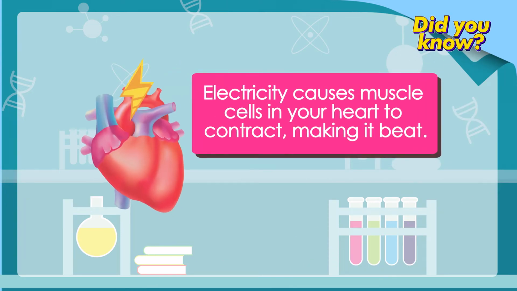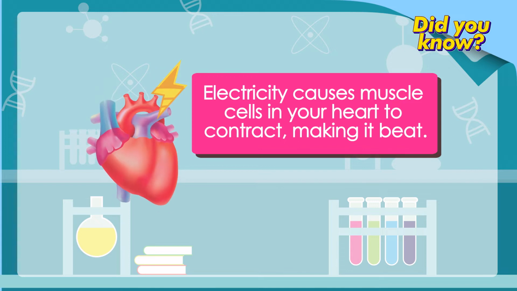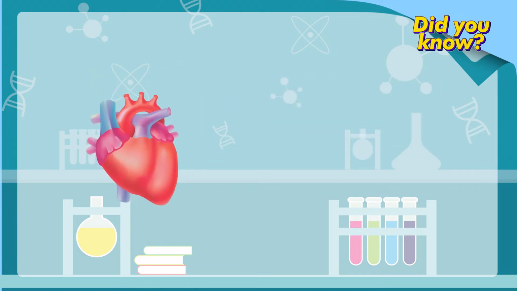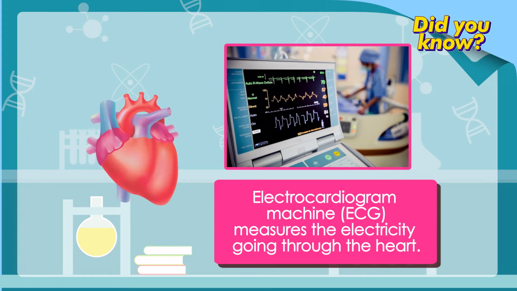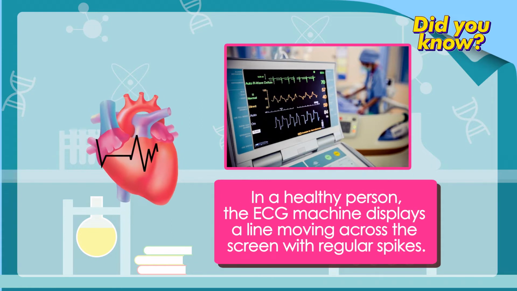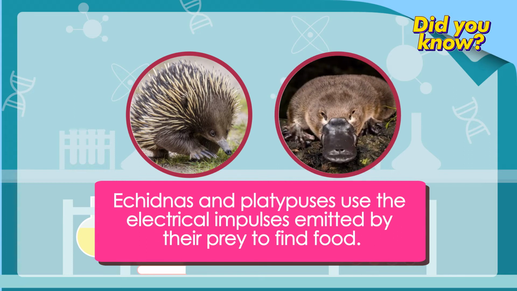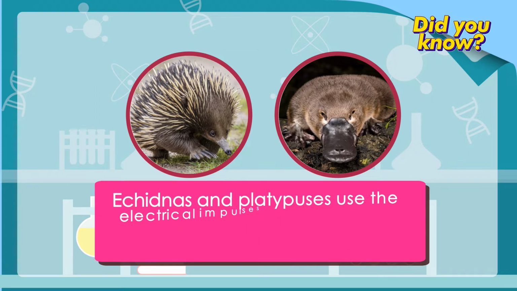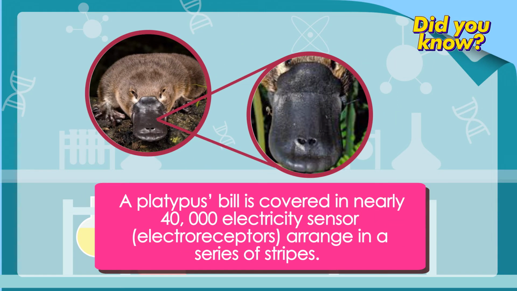Electricity causes muscle cells in your heart to contract, essentially making it beat. Electrocardiogram (ECG) machines measure the electricity going through the heart. As the heart beats in a healthy person, the ECG machine displays a line moving across the screen with regular spikes. Echidnas and platypuses use the electrical impulses emitted by their prey to find food. A platypus' bill is covered in nearly 40,000 electricity sensors or electroreceptors arranged in a series of stripes.